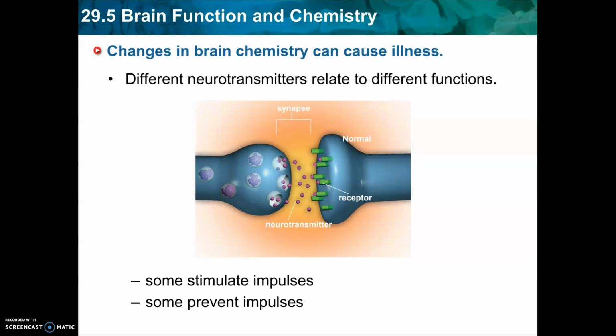Changes in brain chemistry can cause illness. Different neurotransmitters relate to different functions. Some stimulate impulses, some prevent impulses. In the central image here, you can see a terminal releasing neurotransmitters that are being caught in the receptors of dendrites of an adjacent neuron. This is a normal synapse.